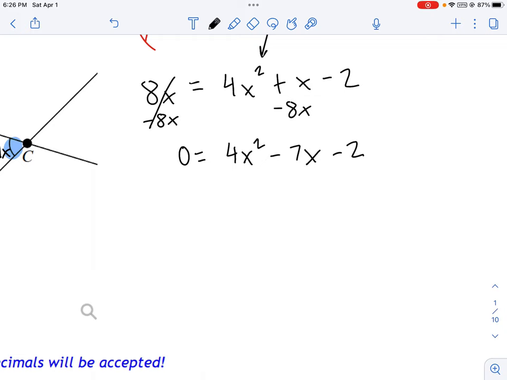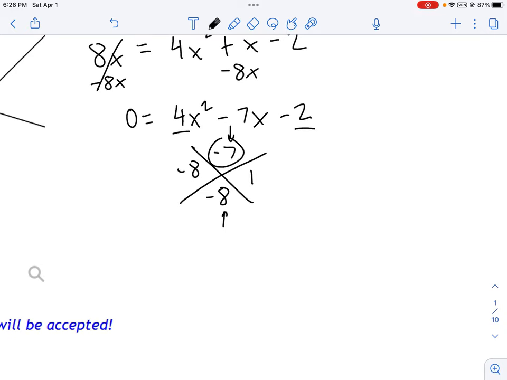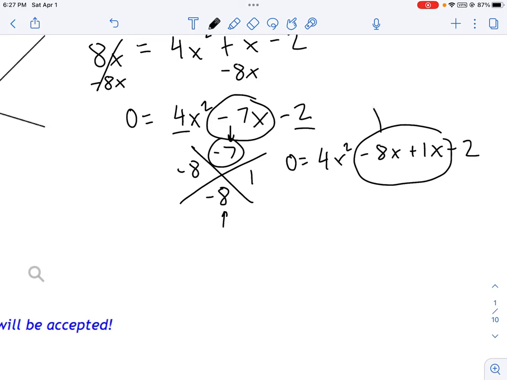So then we say, middle number is a negative 7. The first number is 4, last number negative 2. Multiply them together, you get negative 8. So are there any two numbers that will multiply to negative 8 yet add to a negative 7? Yeah, that's a negative 8 and a positive 1. Negative 8 plus 1 is negative 7. Negative 8 times 1 is negative 8. So then from there, you split the middle term. So we get 0 equals 4x squared minus 8x plus 1x minus 2. Because if you combine these together, you end up back at negative 7x.